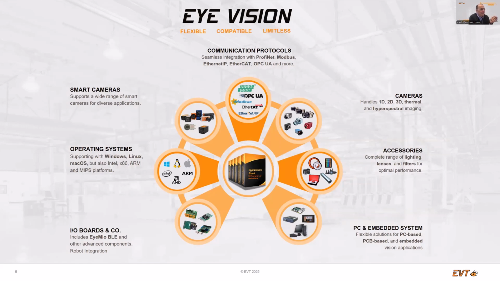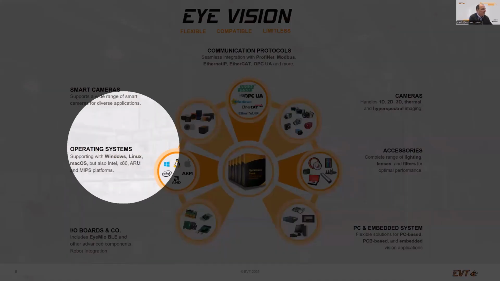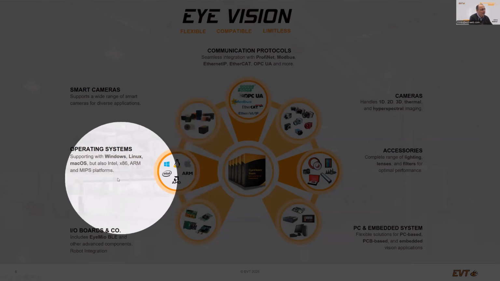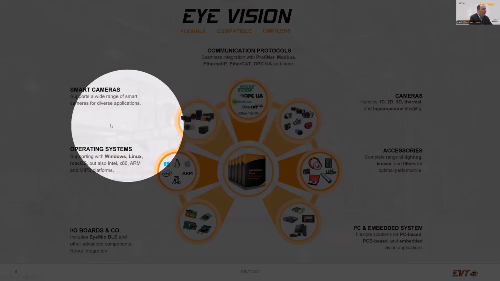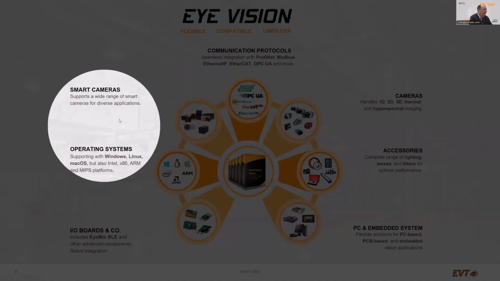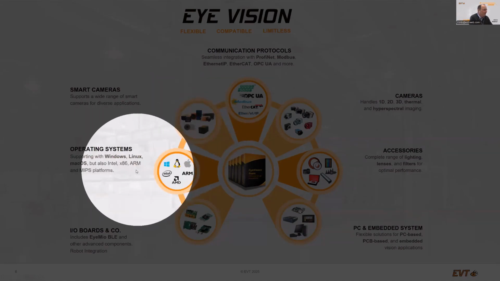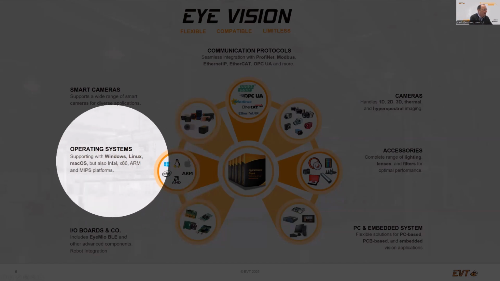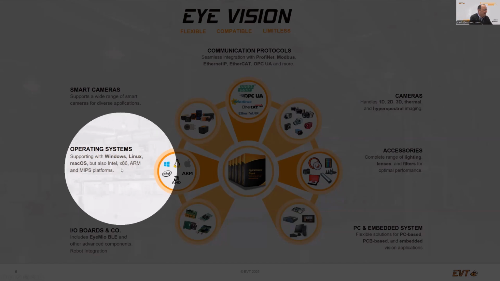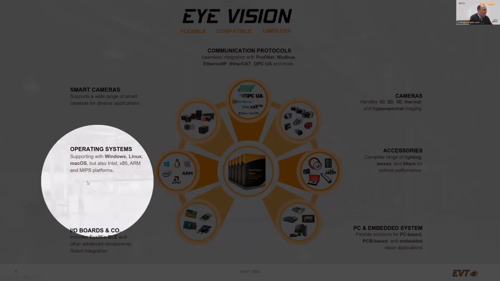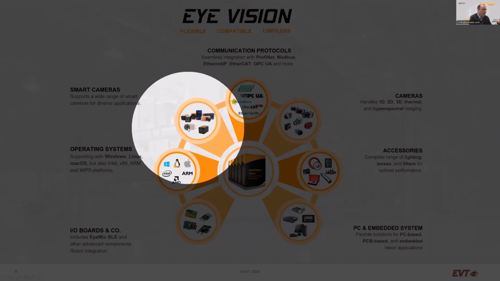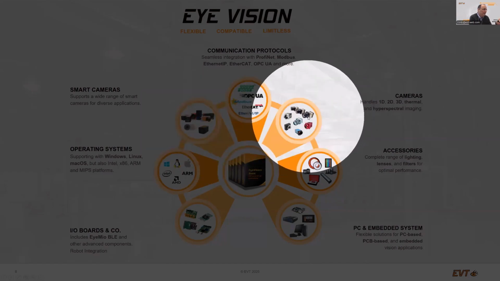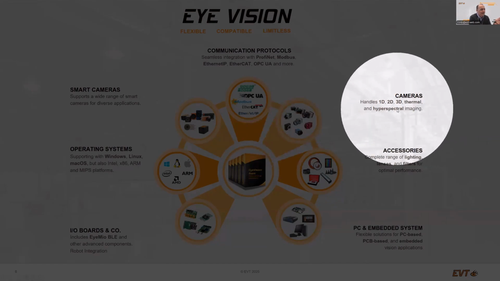What is a major power of EyeVision? I would say one is the operating system. We support all kinds of hardware, which allows you to always use the best hardware for your task. If you want to run it on a computer, you can use any computer with Linux, Windows, or Mac OS. With Linux, we also support the ARM and MIPS platforms. That means, for example, you have a lot of smart cameras available where the EyeVision software runs. And if you use a standard PC, you can use any of the cameras which we support.